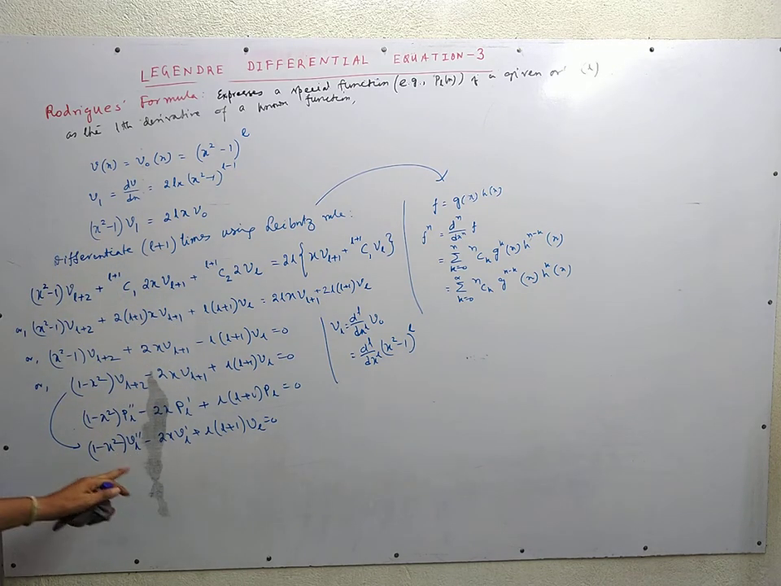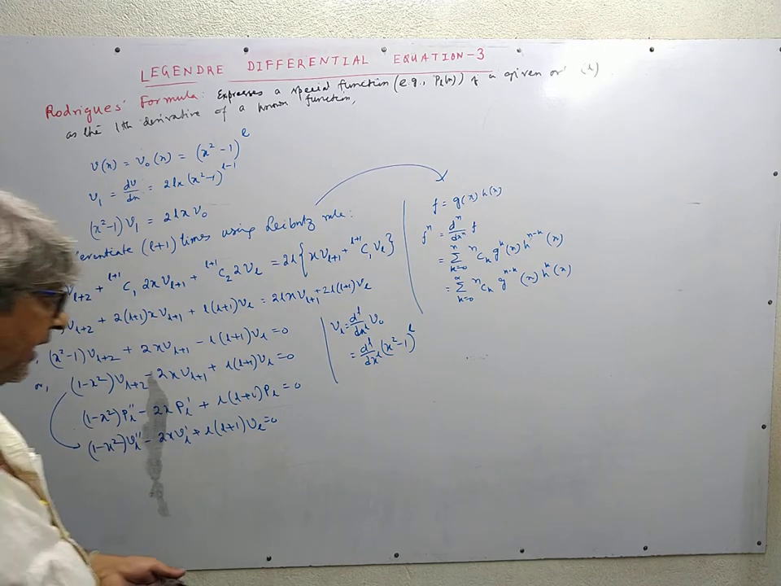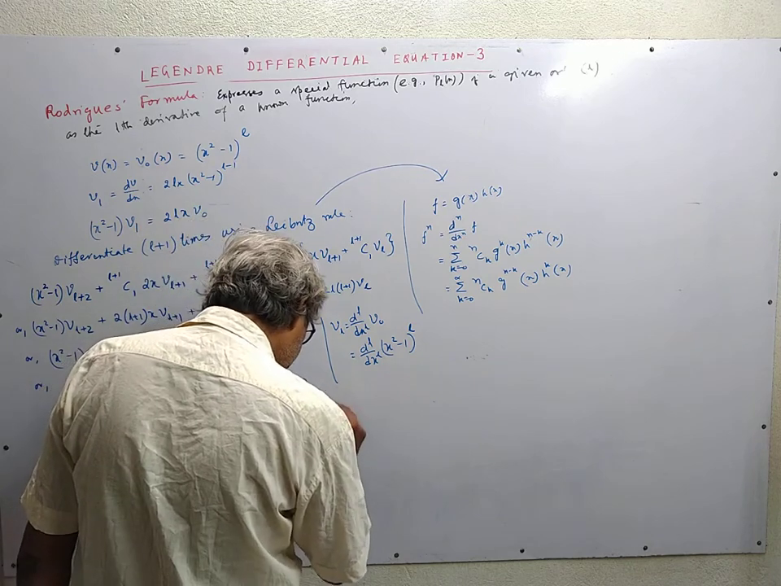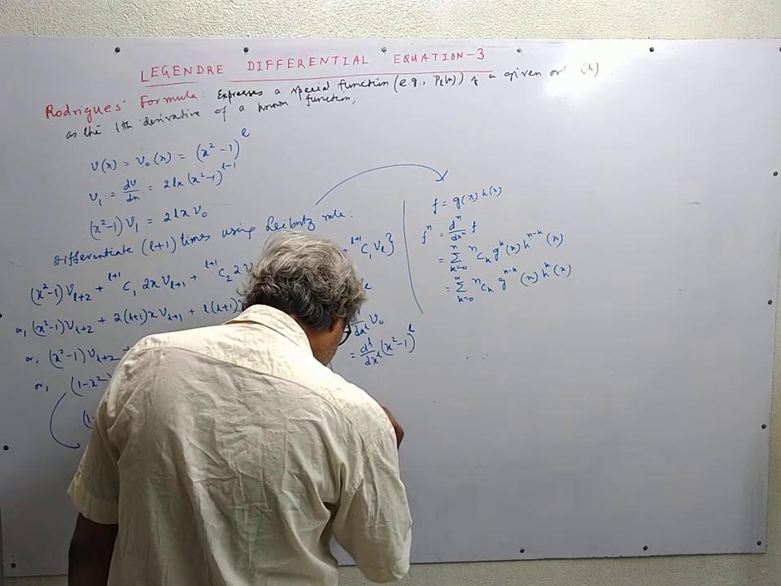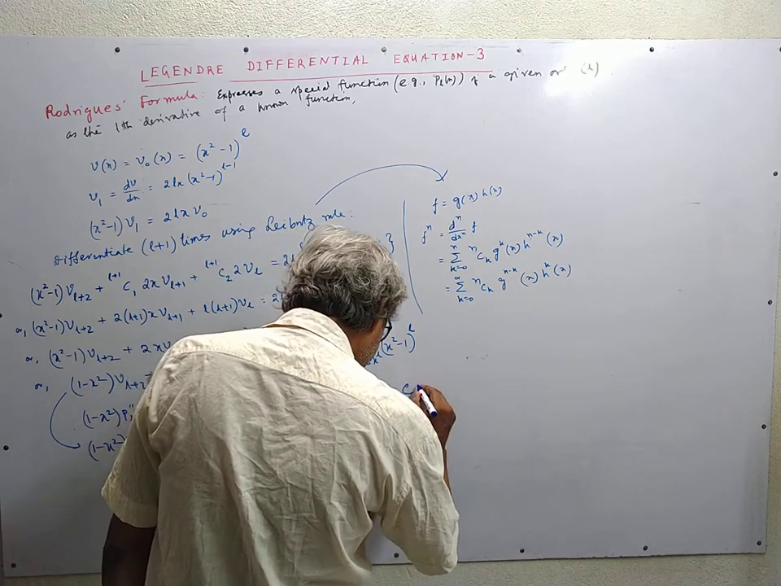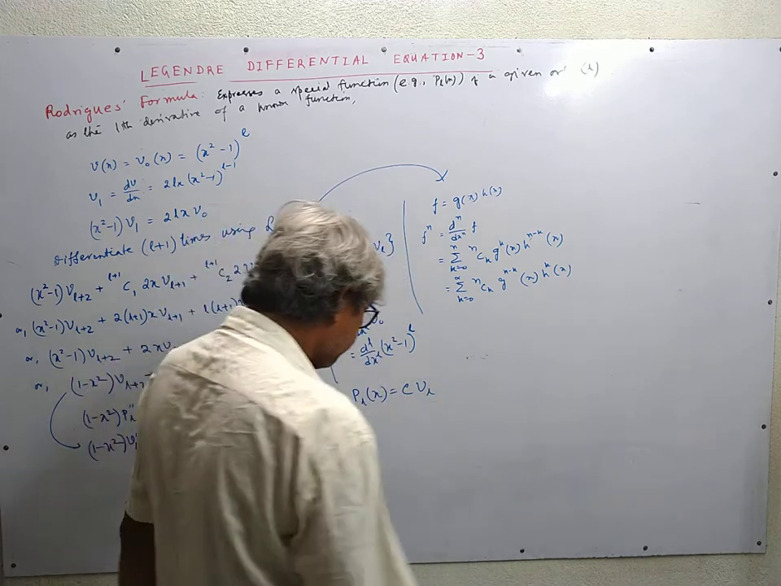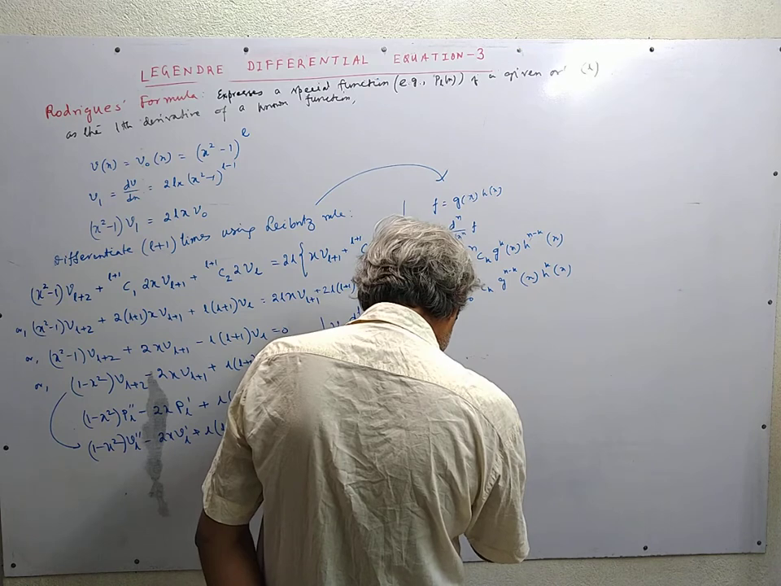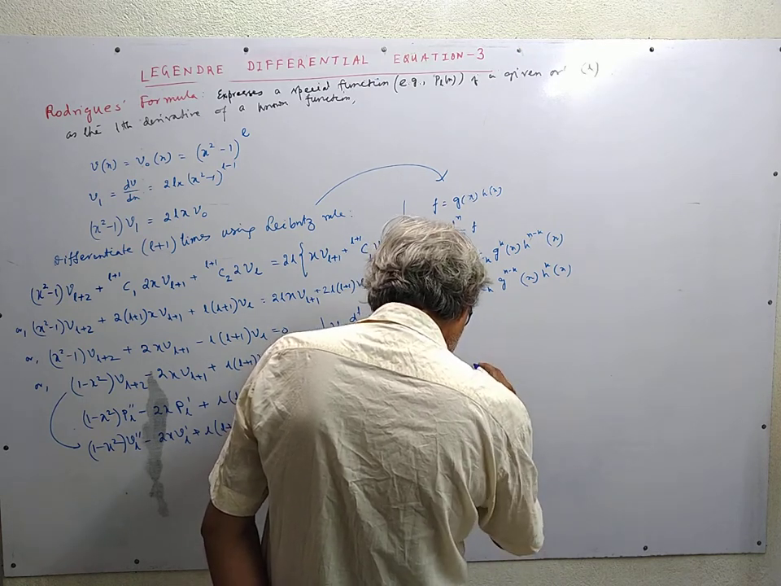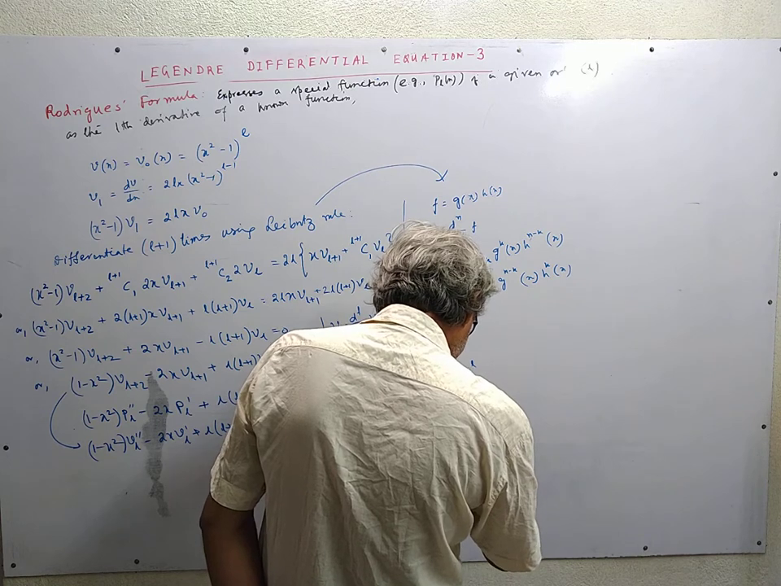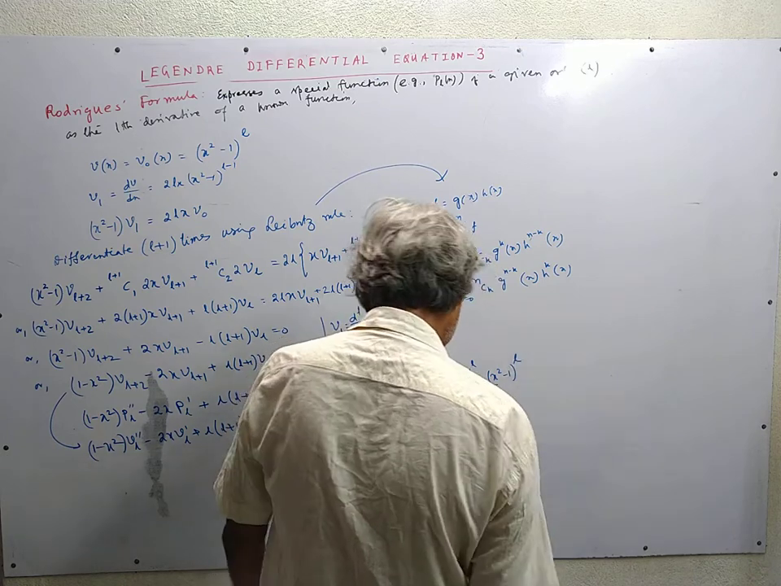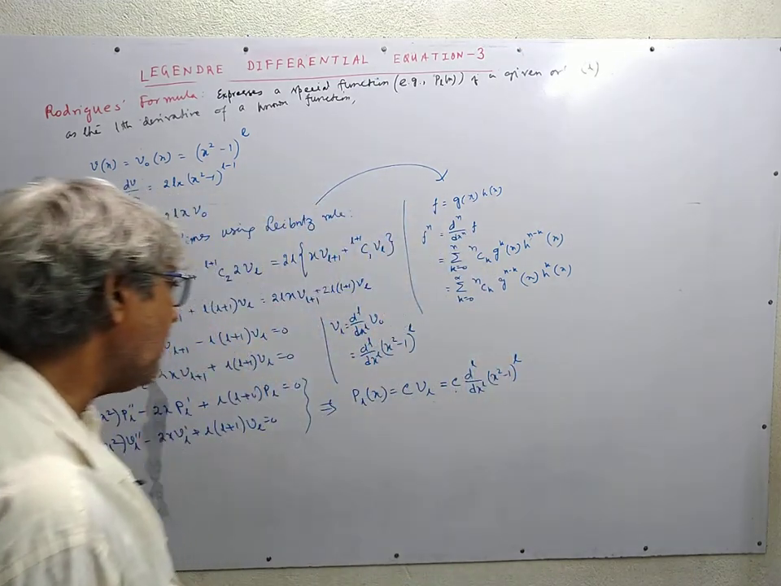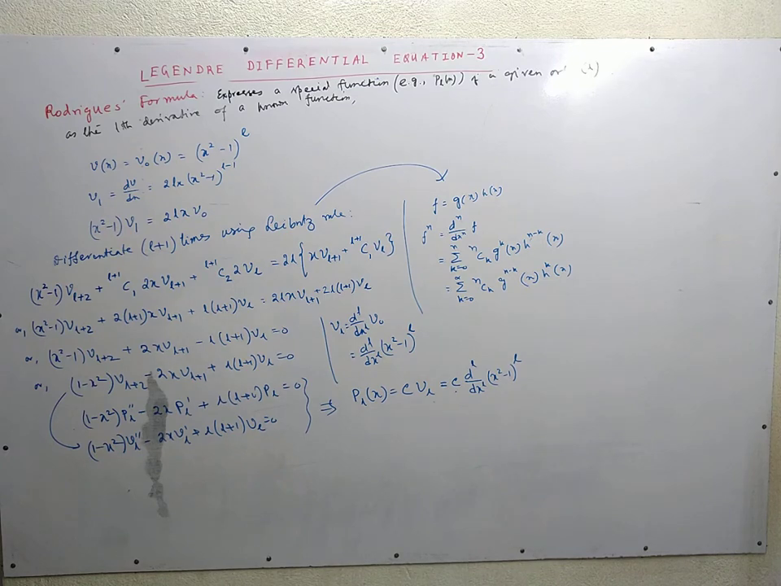What does it mean? It means that these two equations indicate that PL is related to VL with some constant. Now if we write this explicitly, this is C d^L/dx^L of x square minus 1 to the power L. Now we require to find out the constant, the multiplicative constant.